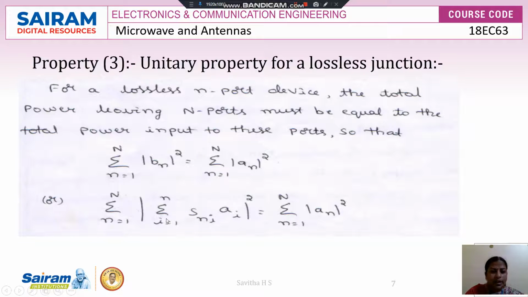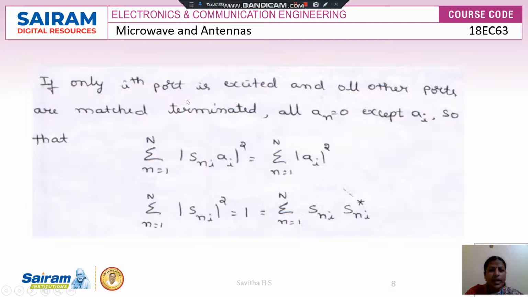Next, the above expression can be written as summation n is equal to 1 to N, with Bn written as summation i is equal to 1 to N Sni into Ai, because we are considering it for the ith port. This is equal to summation n is equal to 1 to N magnitude of An square. If only the ith port is excited and all other ports are match terminated, all An are equal to 0 except Ai, so that summation n is equal to 1 to N magnitude of Sni into Ai square equals summation n is equal to 1 to N Ai square.